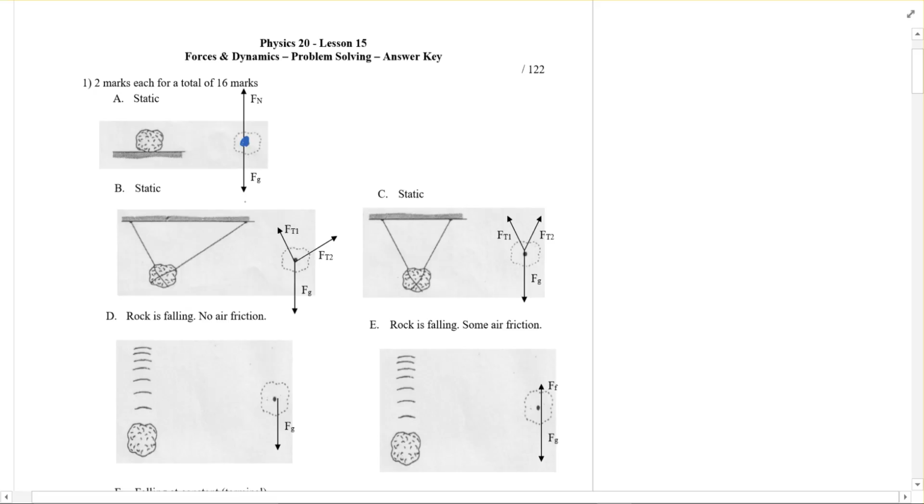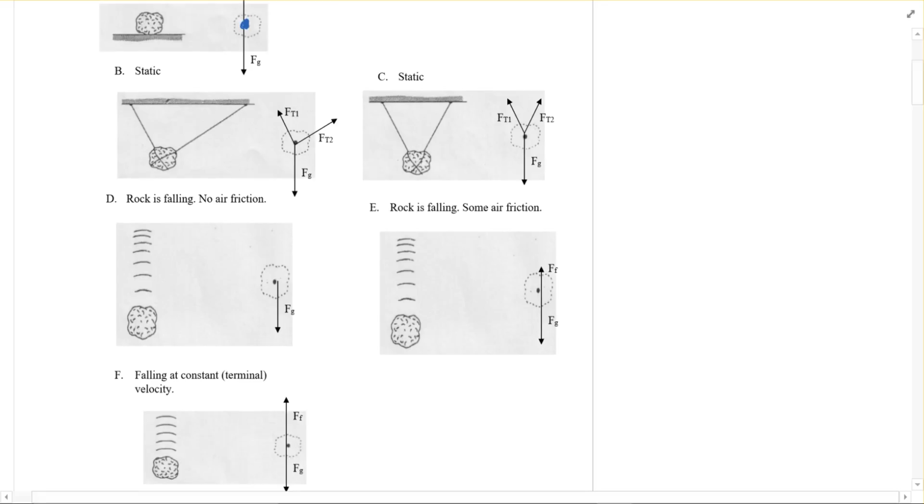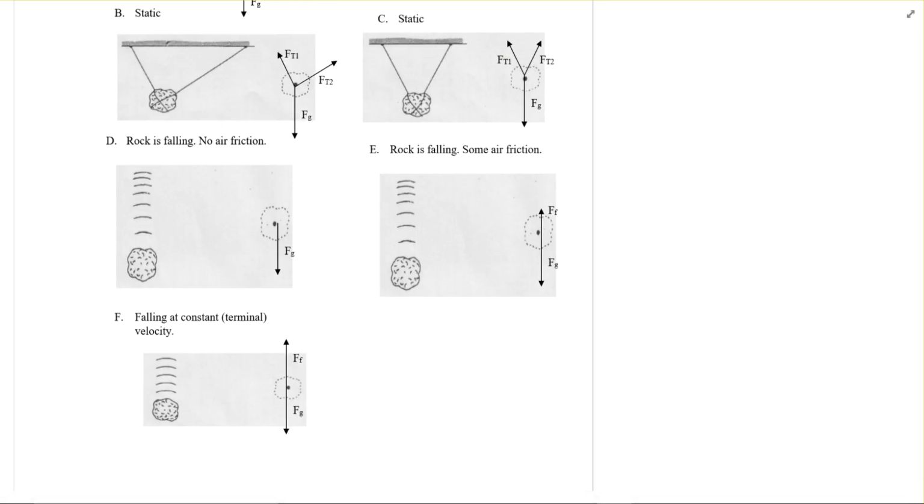Okay, B, these must all be balanced too because it's not moving. So you can just label those like that. Rock is falling. That's one you might think of because it's accelerating downward, and that follows your intuition. So it's going to be a force just downward.